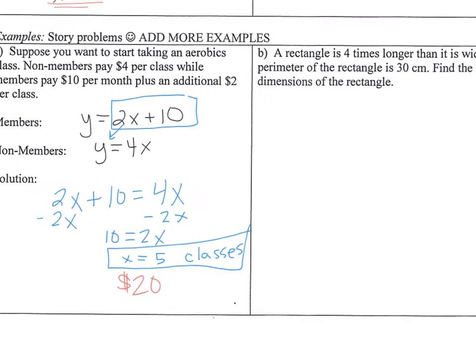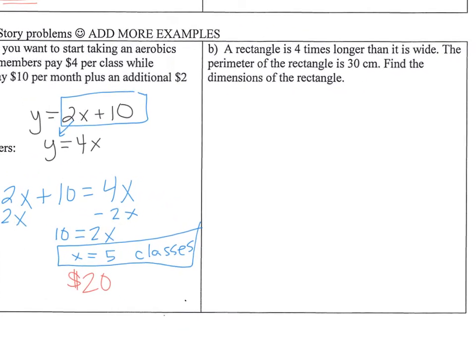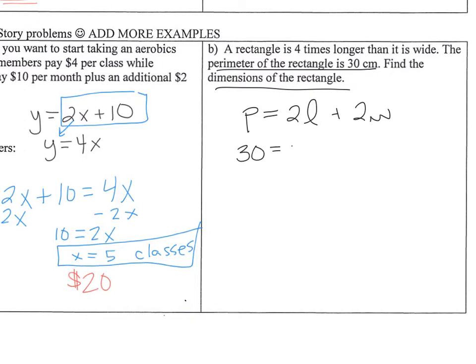Okay, letter B. A rectangle is 4 times longer than it is wide. The perimeter of the rectangle is 30 centimeters. Find the dimensions. This is a little bit we did in chapter 3. I'm going to use the formula for perimeter, which is 2 times the length plus 2 times the W. I know that the perimeter is 30, so 30 equals 2 times L plus 2 times W. Another thing I know is the rectangle is 4 times longer than it is wide, so the length is 4 times the width.